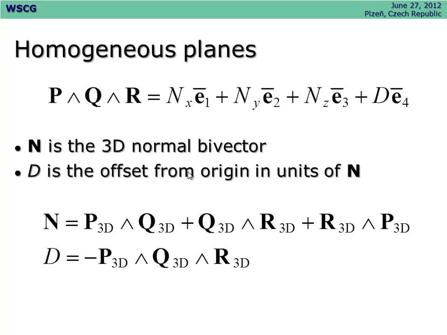This isn't really an efficient way to calculate this. It's still better to choose one of the input points and subtract it from the other two, take the bivector or the wedge product between those, and then take a dot product to get your D value. But I think it's pretty elegant how there are formulas for these that don't give preference to any single point.